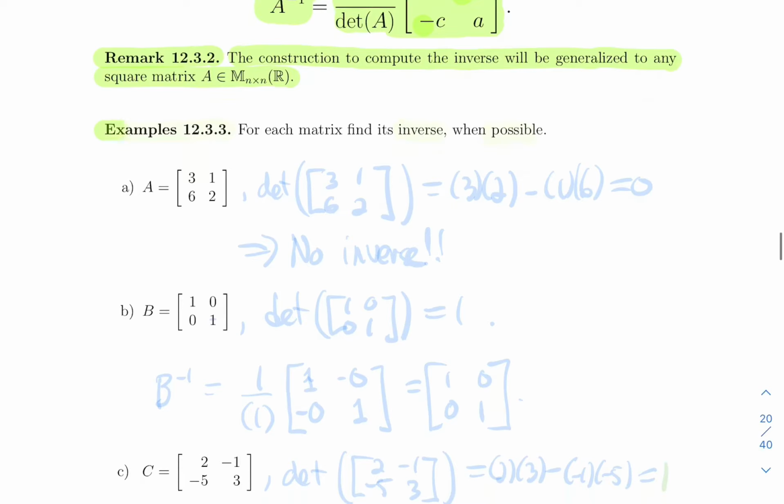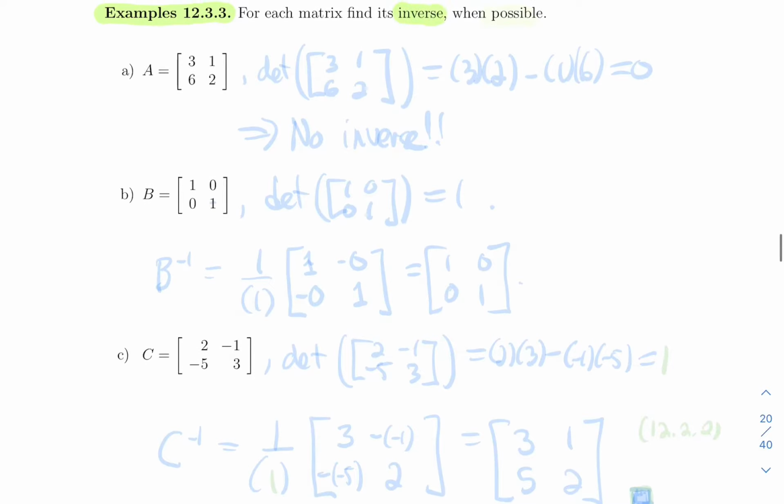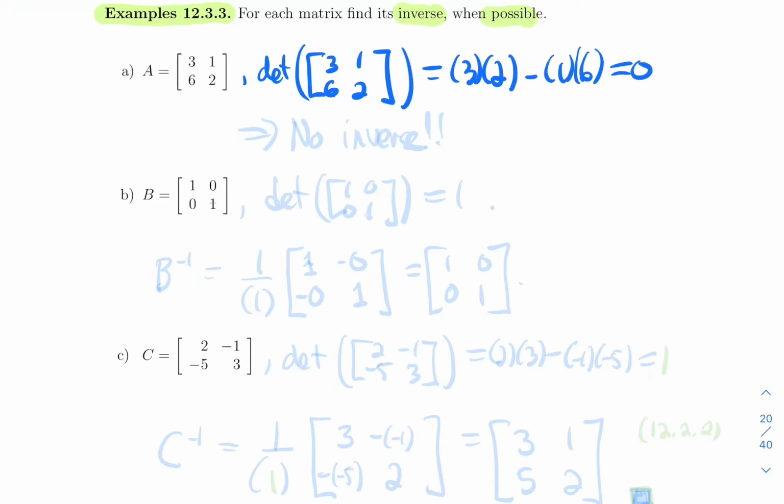So let's do some examples. Okay, so find inverses if possible. So the first thing you always do is you compute the determinant. So if you compute the determinant of 3, 1, 6, 2, you're going to get 6 minus 6, which is 0, so no inverse.